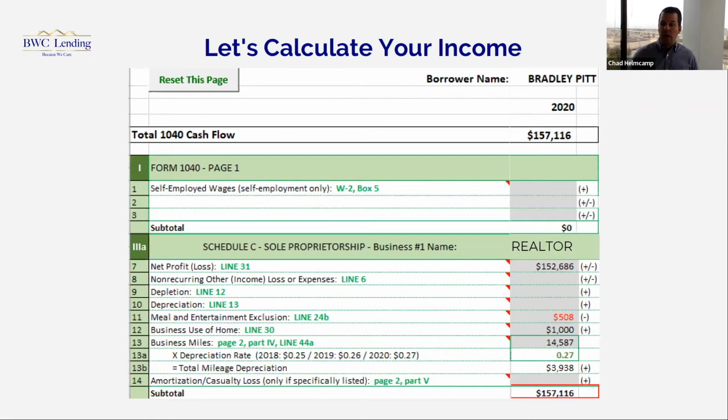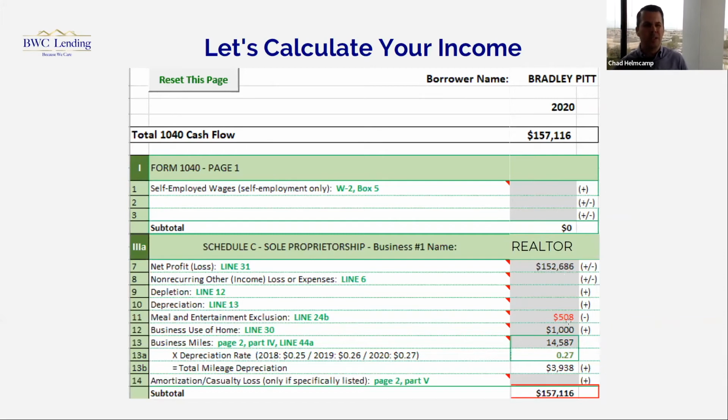All right, so real quick, how would we calculate Brad Pitt's income in this scenario? This is where we do our Schedule C calculation. And you see we put his net profit here, $152,686. On line 11 for meals and entertainment, we're deducting the other $508 since it was in that particular year, I believe it was only a 50%.